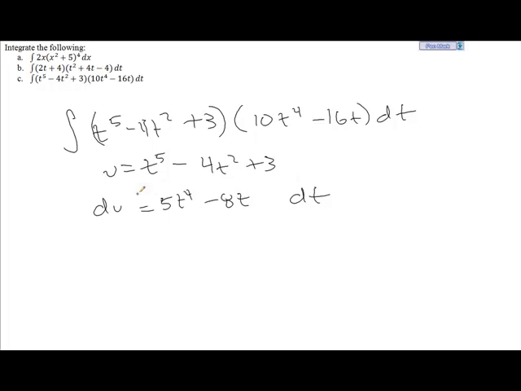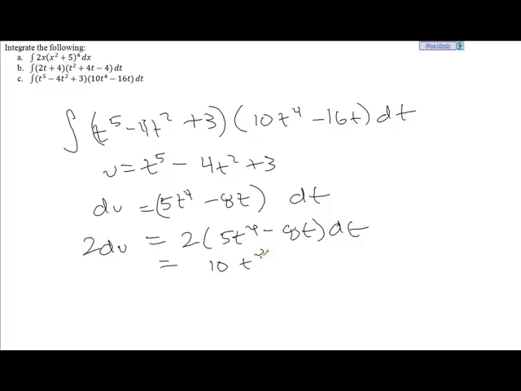Now we notice that our du doesn't precisely match our remainder, what's left over here. So we notice that both of these coefficients are half of what they need to be. So we'll multiply both sides of this equation by 2, giving us the correct expression, which will be 10t to the 4th minus 16t dt. So that means that where I see this, I'm going to replace that with 2 du. So that means I'm going to have the integral of u, which is my t to the 5th minus 4t squared plus 3, times 2 du.